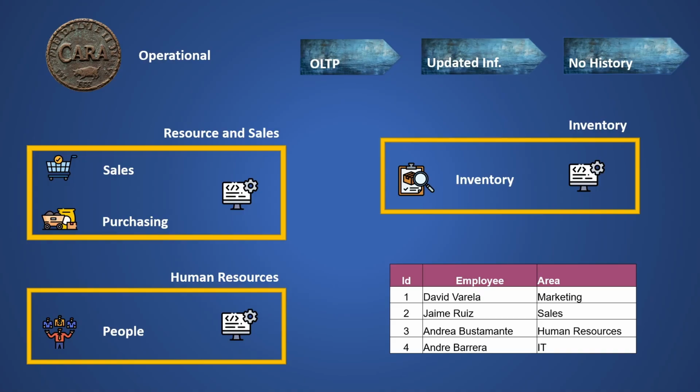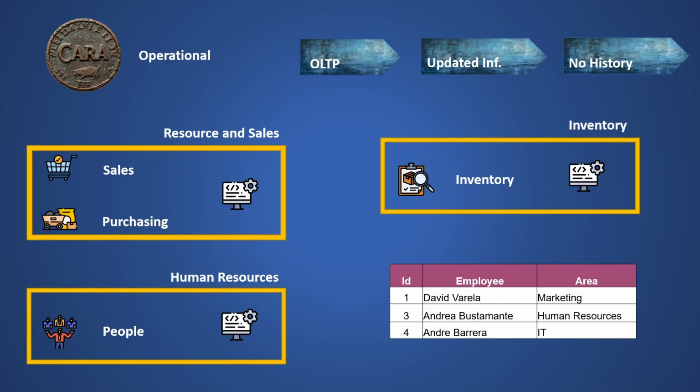Time passes and one employee decides to leave the company. Let's say that the employee with ID 2, whose name is Jaime Ruiz, decides to leave the company, and what this system will do is delete this record, leaving us with the most updated records.